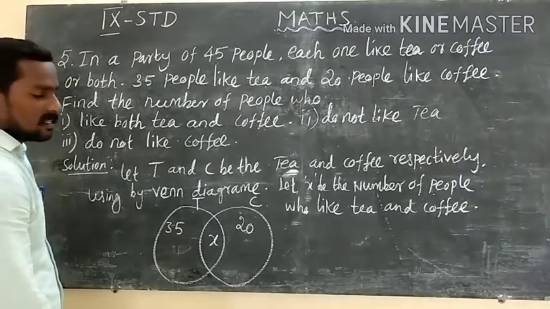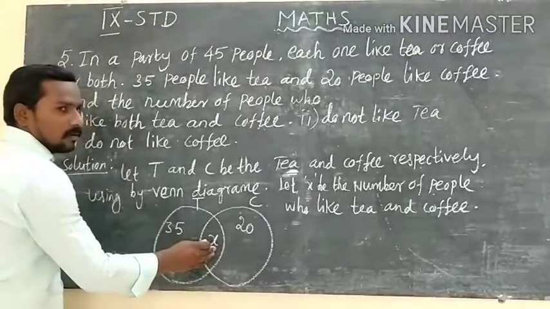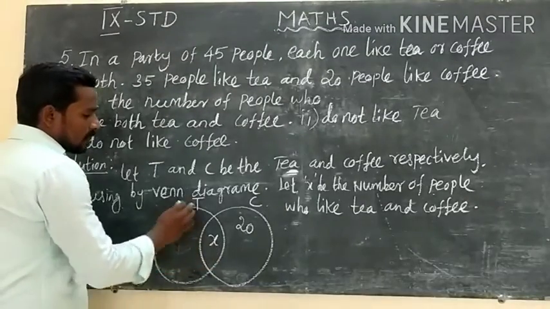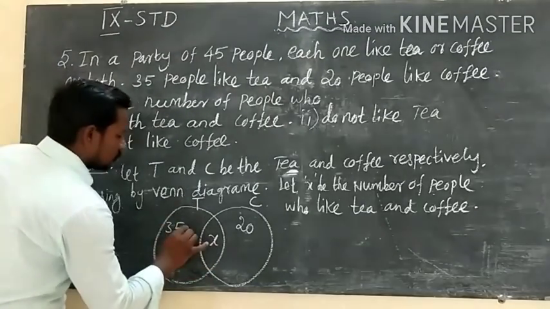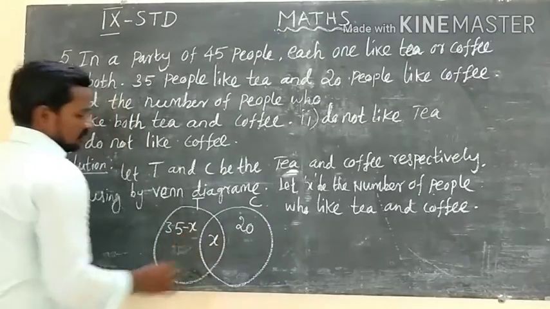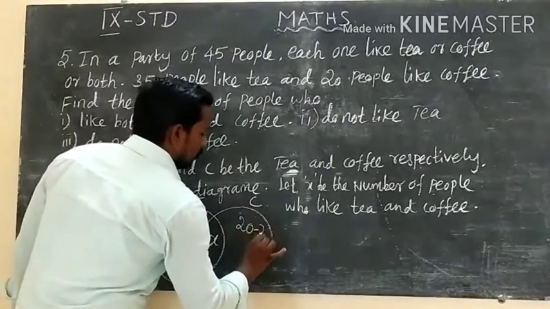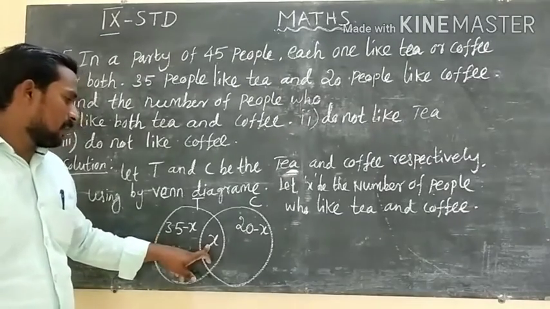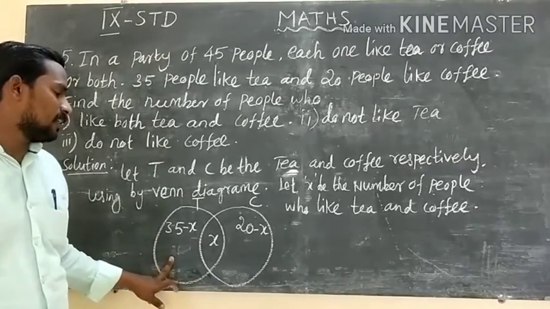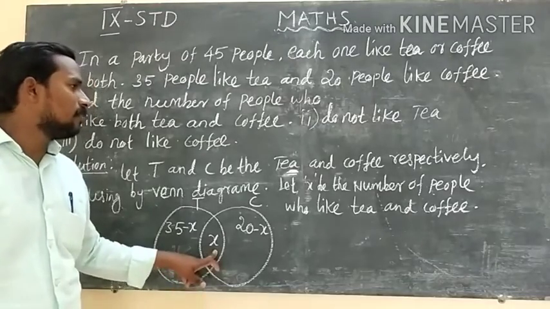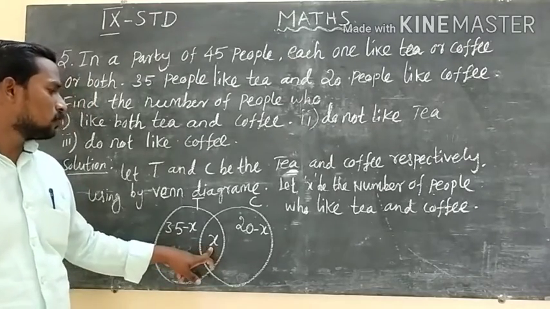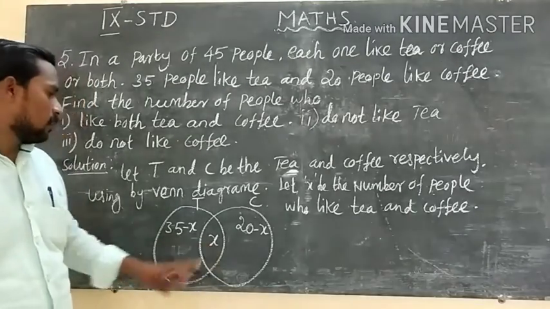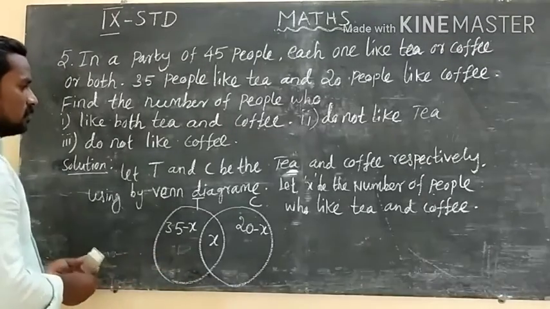What is the next step? Subtract the common number from the first circle T. So 35 minus X. Here also 20 minus X. In the previous sums, some numbers appeared, so directly subtracting the numbers, we get the result. But here it is not given, so we want to find this value. So you just assume X. Okay, that's all. This is your first step.